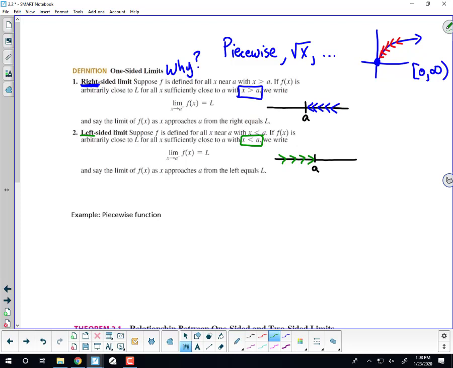Okay. Is that clear enough? Anybody have any questions over the definition? Of course, we'll look at examples too. All right.